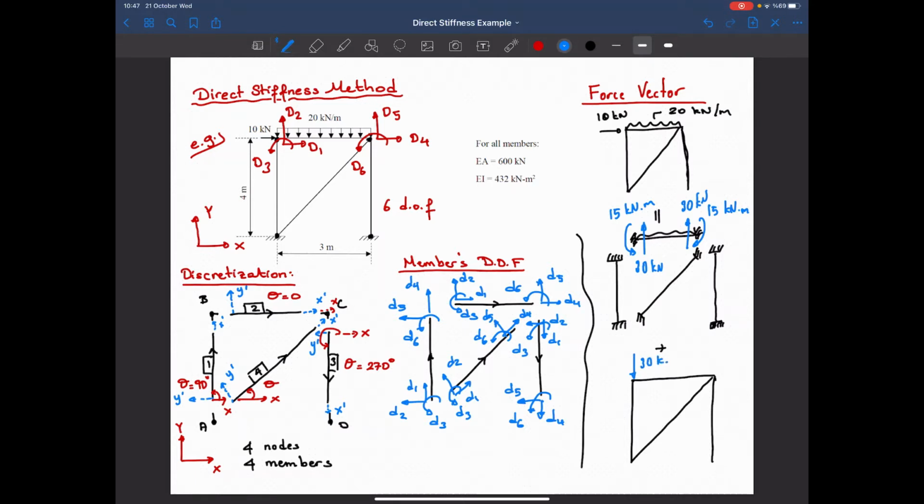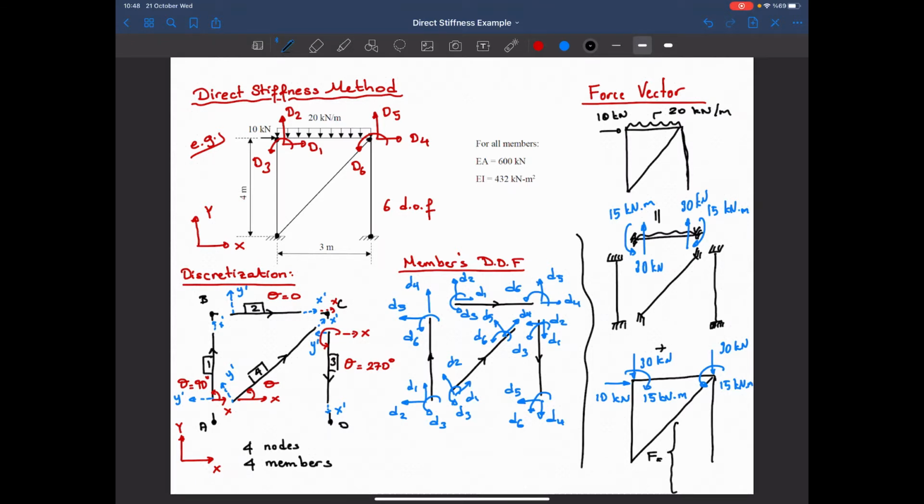30 kilonewtons, 30 kilonewtons. We have a nodal load that's equal to 10, and a moment 15, and another moment here whose magnitude is 15 kilonewton meter. Okay, so the force vector, the unbalanced force vector, let me write it in here, will be a 6 by 1. We have 6 degrees of freedom.